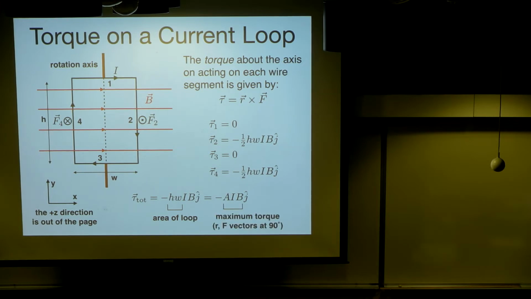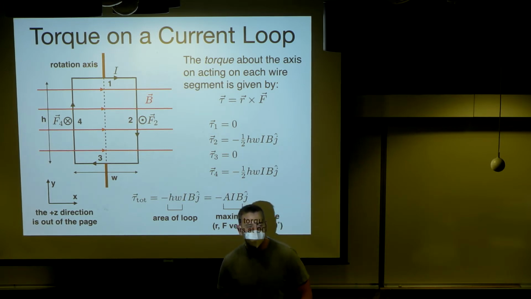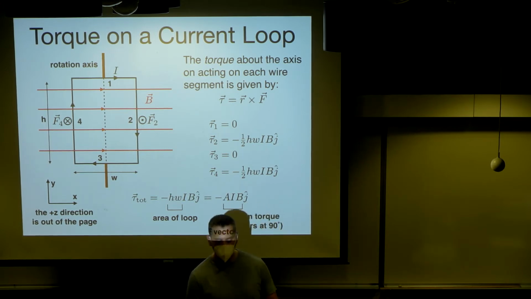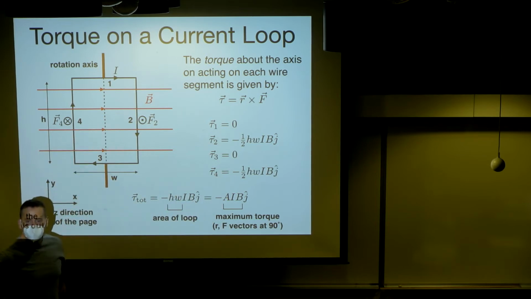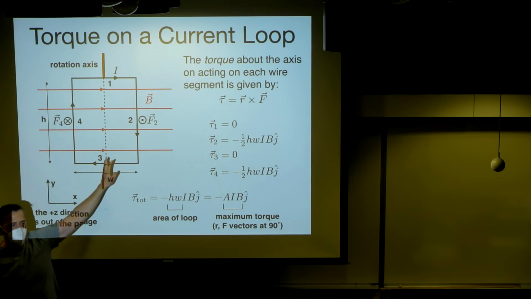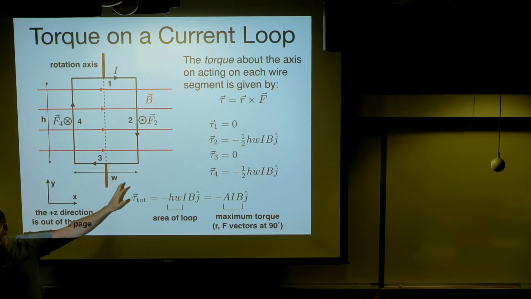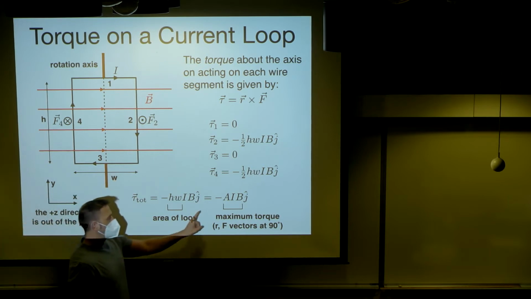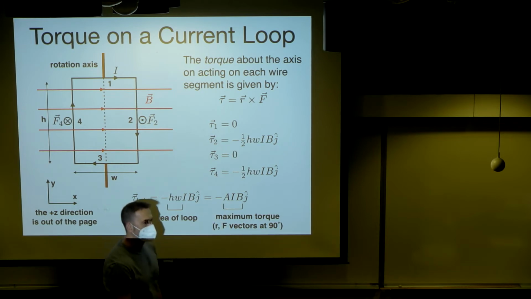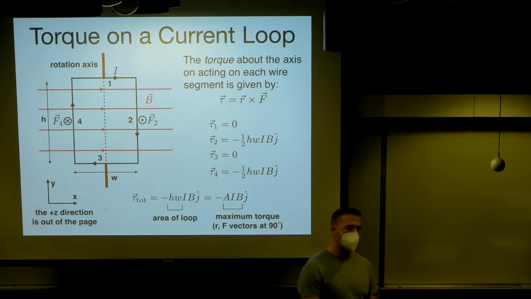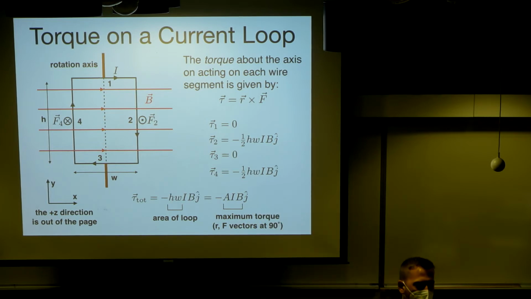All right, the next thing I want to point out about this result here is that this represents the maximum possible torque. We've set things up so that my R vector and my F vector are at exactly 90 degrees to one another. It doesn't generally have to be that way. This is a special case. So what you want to think of this as is the maximum torque when the R and F vectors are at 90 degrees. In general, it can be less than this.